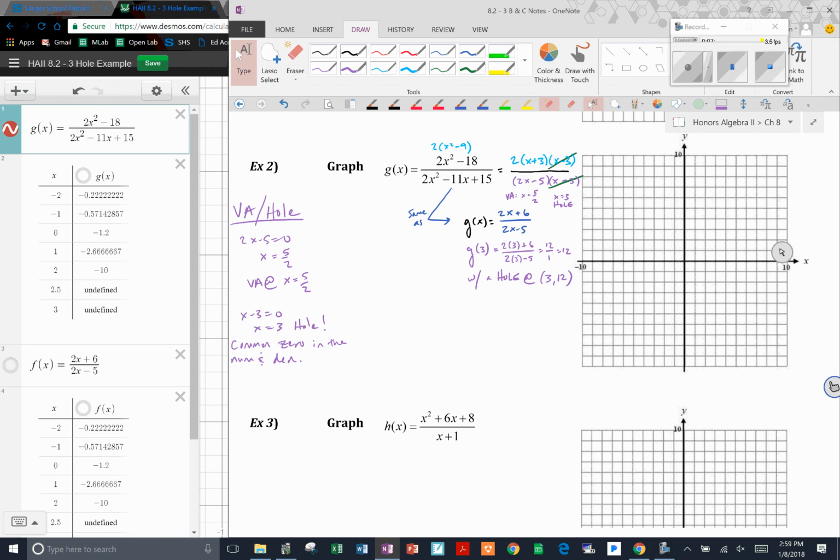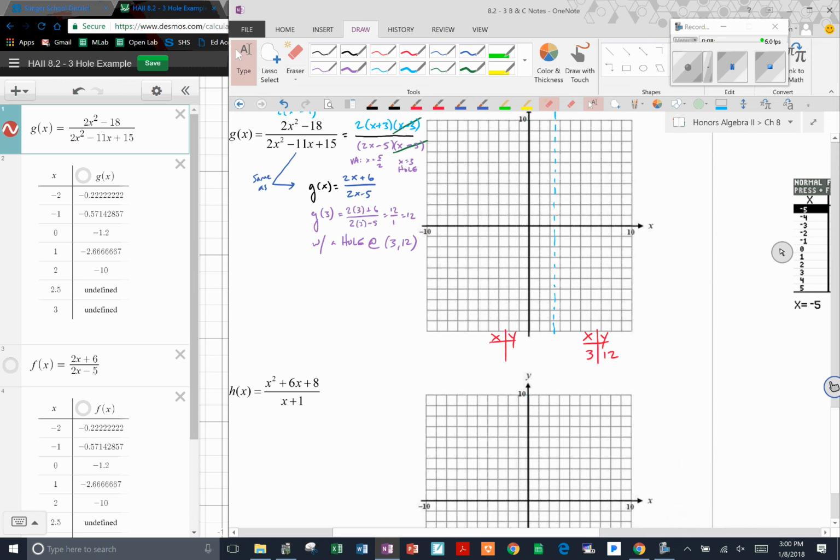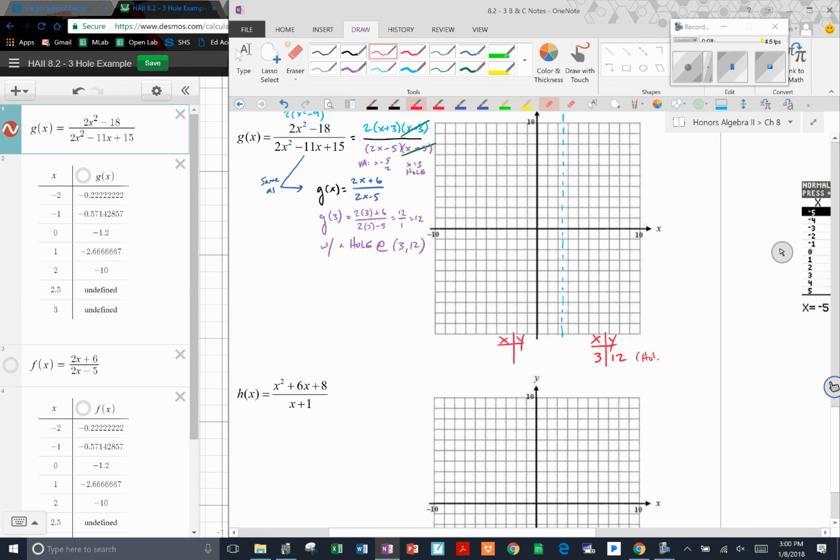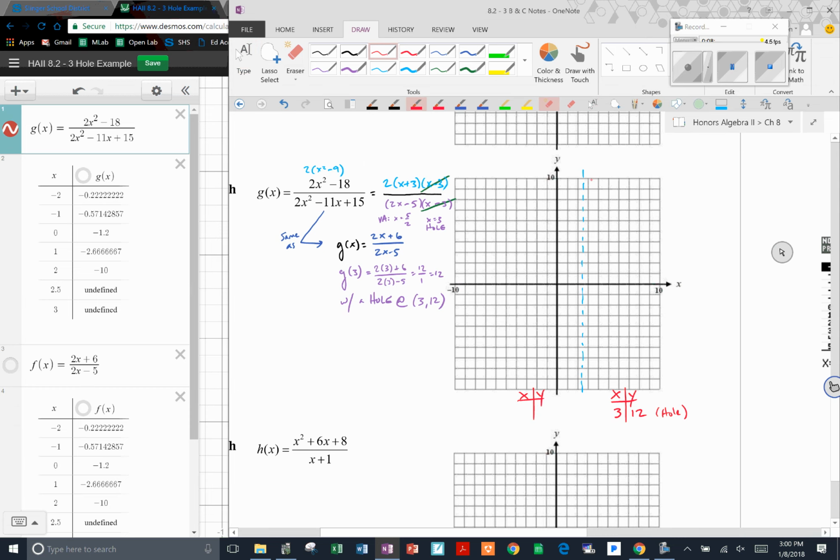So far we have a vertical asymptote at 2.5, which is right, oops, that's 2.5, which is right here. And we have our hole at 3, 12, which I'm going to make one of my points in my table down here. Because remember how we make these tables on each side of the asymptote? I know that one important point is 3, 12, and that 3, 12 is a hole. Okay, so up here, 3, 12 would be about right there. Unfortunately, it's kind of far off our graph, but there it is right there.